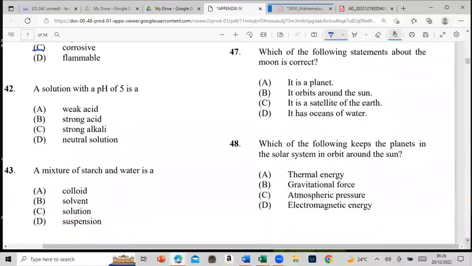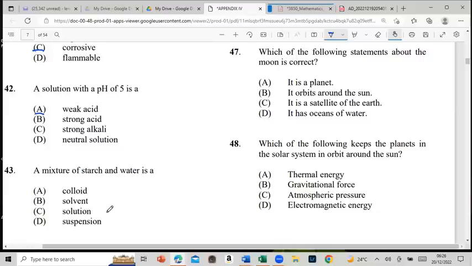A solution with a pH of 5 is A, weakly acidic, B, strongly acidic, C, strongly alkaline, or D, a neutral solution? And that is weakly acidic. Alright, let's move on to 43.